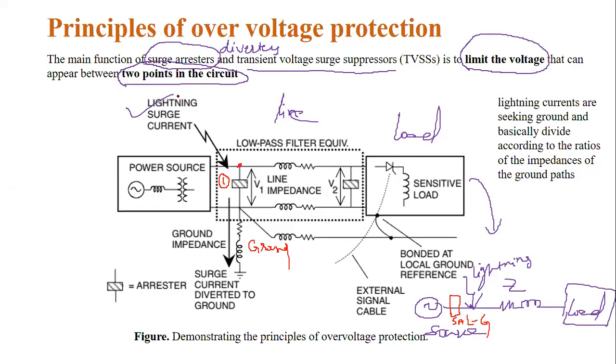What is the basic principle of a surge arrestor? It can divert currents from a line to the ground, which is nothing but a low impedance path. Lightning currents are seeking ground and are basically divided according to the ratios of the impedance of the ground paths. I will tell you the meaning of this.